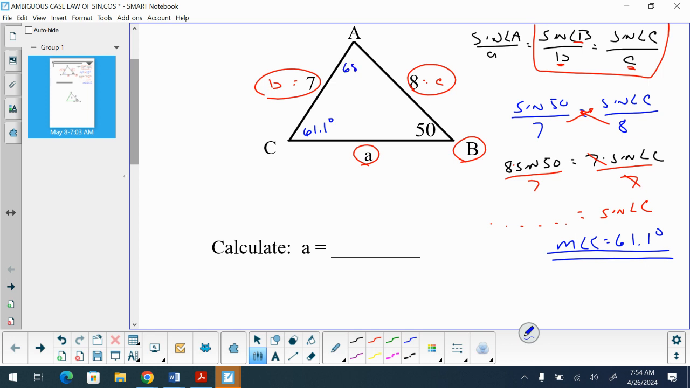68.9 degrees, because all these angles have to add up to 180 degrees. So now I know angle A. I can use my law of sines once again. Sine of angle A, 68.9, divided by little a, we don't know it, is equal to the sine of 50 degrees over the value of 7. So we can now solve for little a. Go ahead and solve. Check with somebody around you.